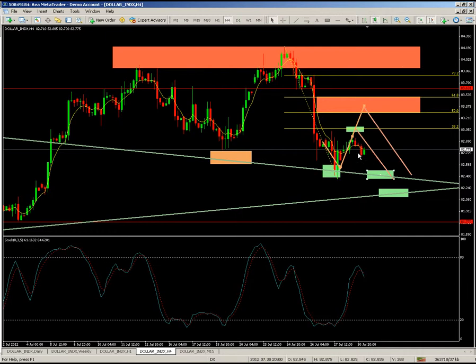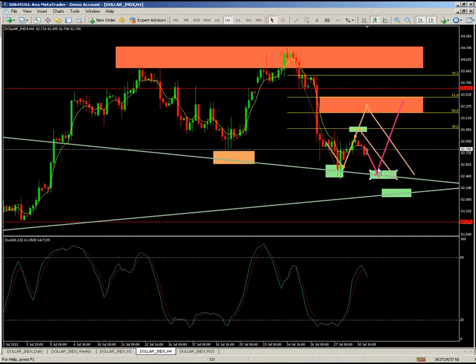But my ideal scenario would be to push down to the mid 82 level, and then we can push back up to here. So I would like to see something like this, and then up there. That would be nice, and then we could take it down from then on. So I will leave these two possibilities there.